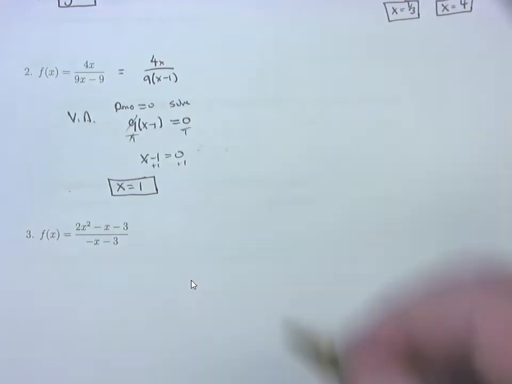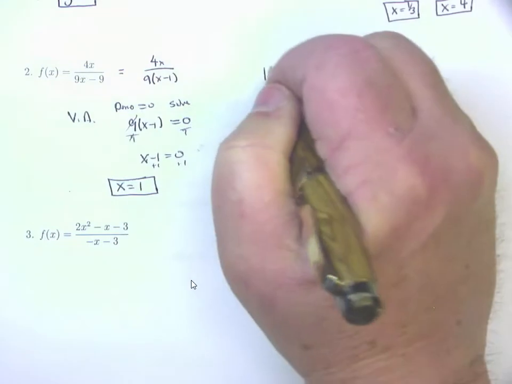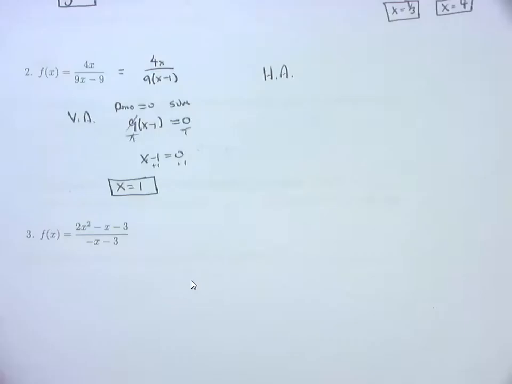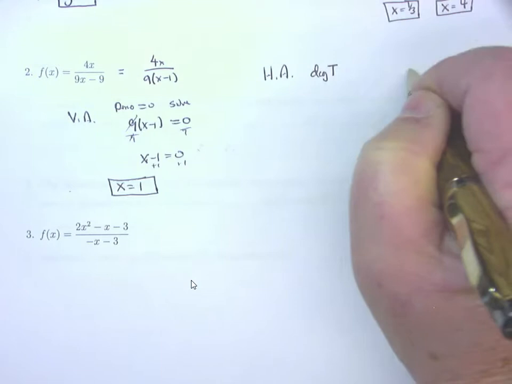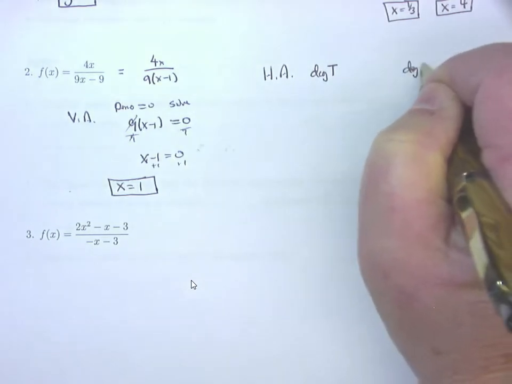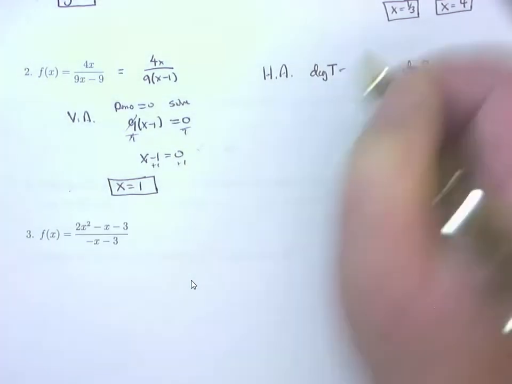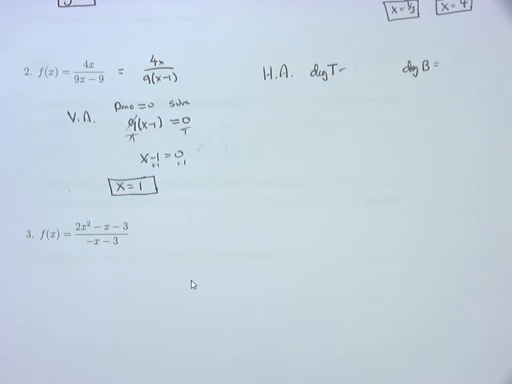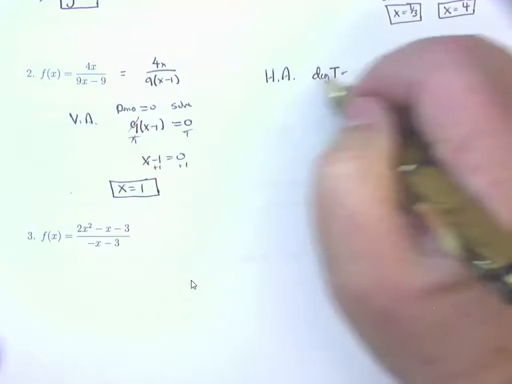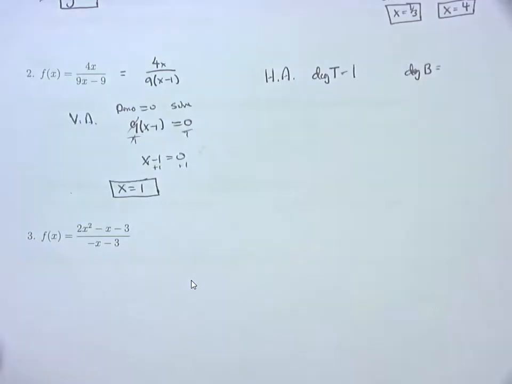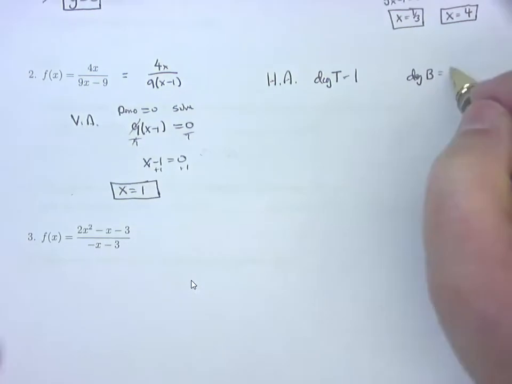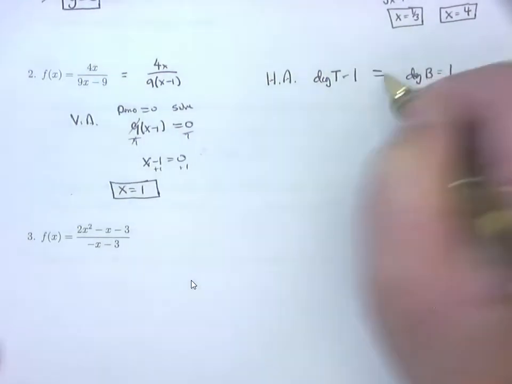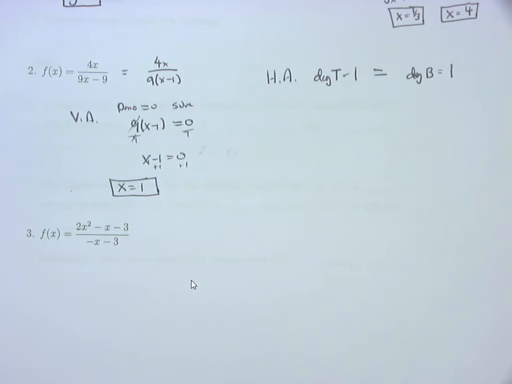For the horizontal asymptote, I'm going to focus on the degree of the numerator, the top, and I'm going to compare that to the degree of the denominator, the bottom. What is the degree of my numerator, the top? 1. It's 4x to the first power. The degree is 1. What is the degree of the denominator? It is 9x minus 9. What's the degree of it? It's 1. So in this one, the degree of the top is equal to the degree of the bottom.